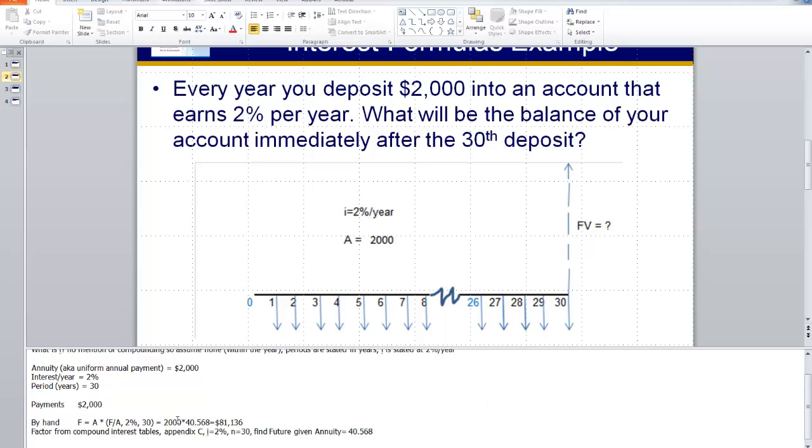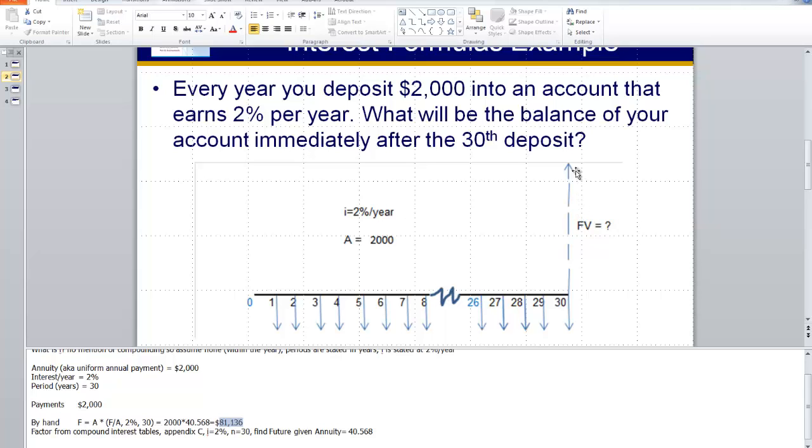So if we take our annuity of $2,000 and multiply it by 40.568, that tells us that we will have a future value of $81,136. What that means is $81,136 at year 30 is the economic equivalent of $2,000 a year for the prior 30 years at a 2% interest rate. So that's what our future value is.